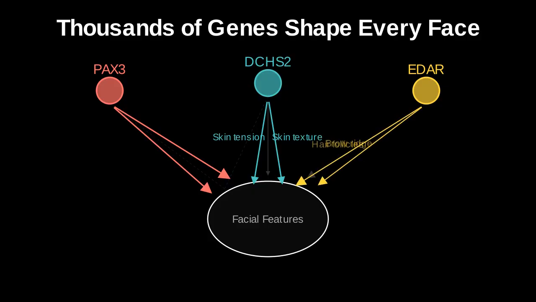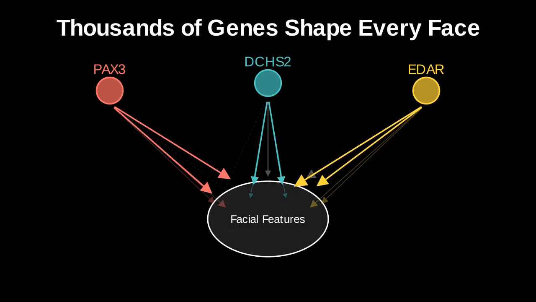EDAR goes further, influencing hair follicles and brow ridges. A third independent axis of variation enters the mix. 3 genes. Each carries multiple variants. Already, thousands of distinct starting states emerge, well before a face is even recognizable.